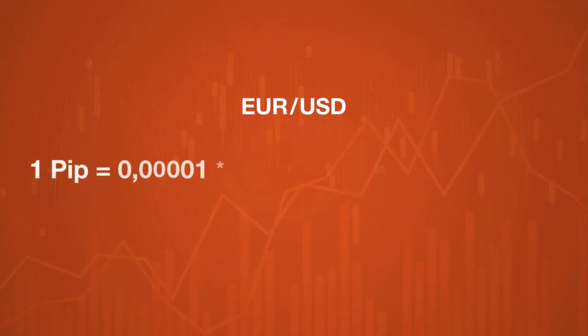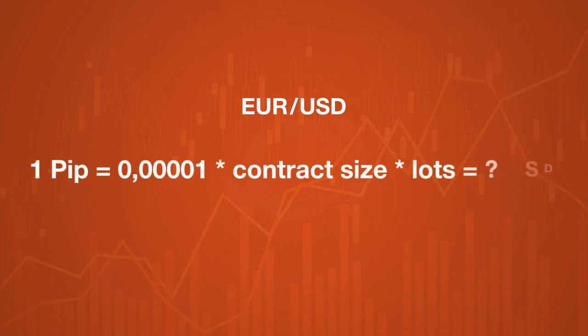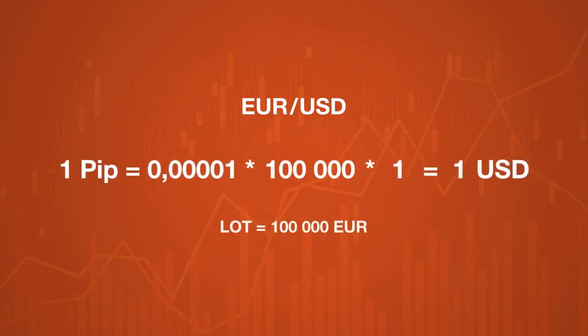How to calculate a pip value when trading 1 EUR-USD lot. For calculation, we will use the formula 0.00001 times the contract size times the lots, where the contract size is the trading volume, 100,000 euros, and lots is the number of lots.